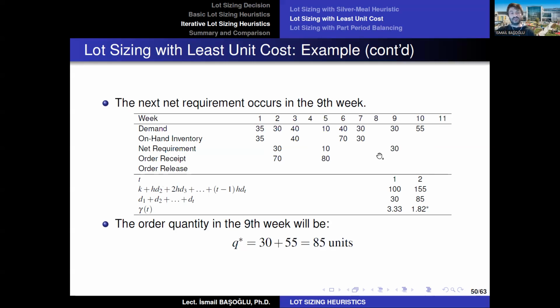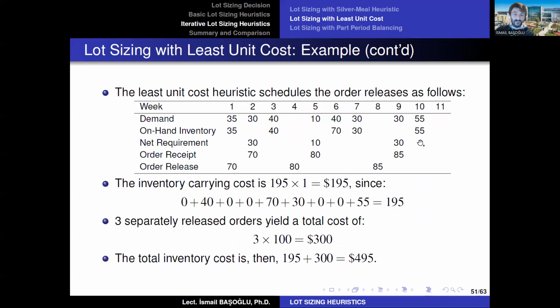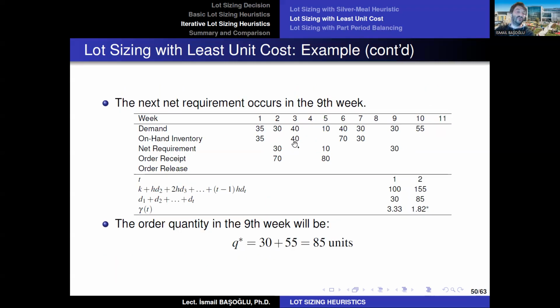This means the last order received must span all demand until the end of the planning horizon. So 85 units will be released here, 30 units will be met, and the remaining 55 units will be carried to the next period. So please be careful. At this point, you need to write carefully how many units of inventory will be carried to the next period. For this solution, I haven't explained those.